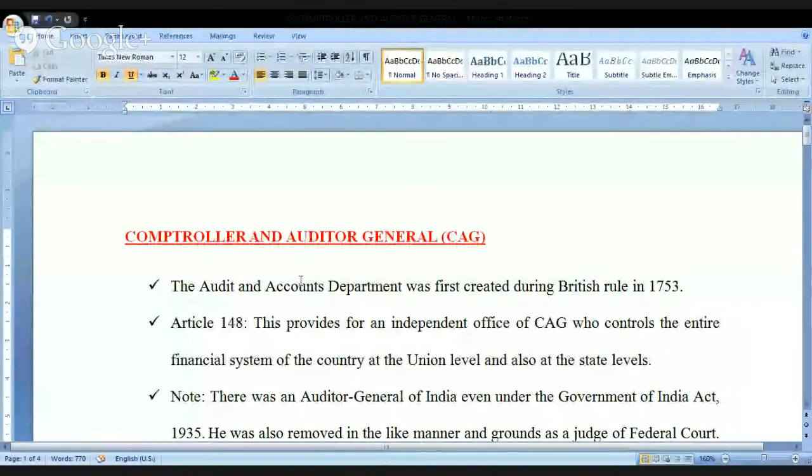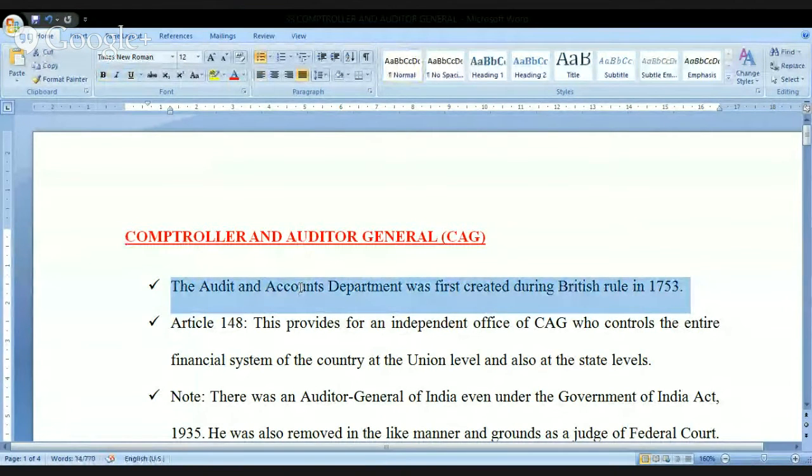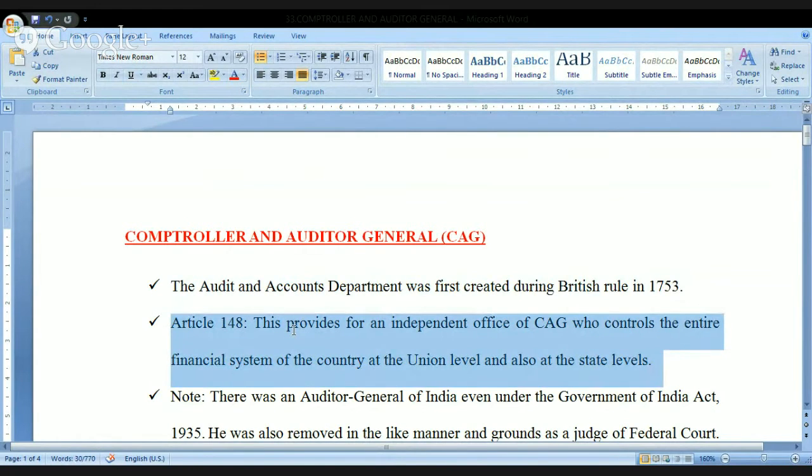Right now, I'm opening the document here. Have a look at this. So this is the office of the CAG. The Audit and Accounts Department in India was first created during the British rule in 1753. It was very, very long back. And after the commencement of the Constitution, we kept this under Article 148. It is part 5 of the Indian Constitution.